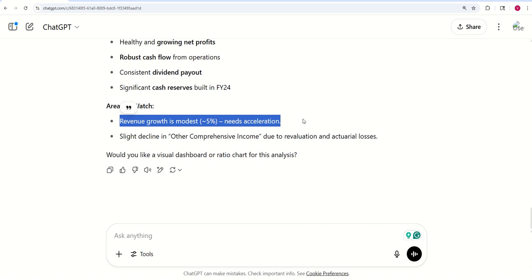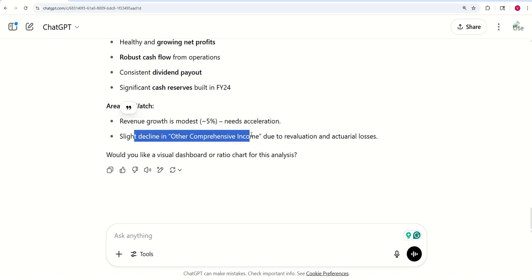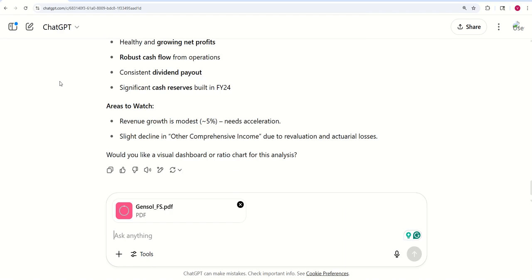So it brings out both positives and negatives. It says the growth is very modest, and there is a slight decline in comprehensive income. Now this is over, and I'm happy with that. Now let me repeat this analysis for Gensol Engineering. I'm attaching the Gensol Engineering financials. Please repeat the same analysis for the financial statement of Gensol Engineering. Now let us see whether it is able to bring out the flags.